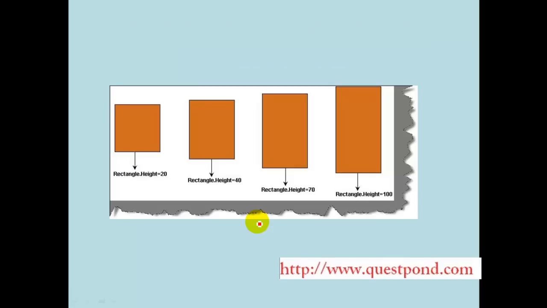Now in this session we will do a small practical where basically we'll be using double animation, and we'll take up a rectangle object and vary the rectangle's height property over a period of time. Doing so, we can create an illusion of animation where the rectangle height and width increases in an animated manner.